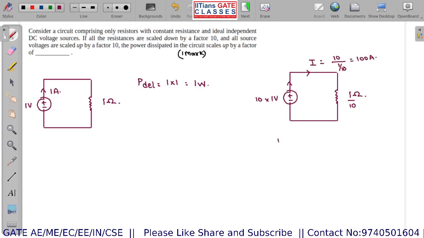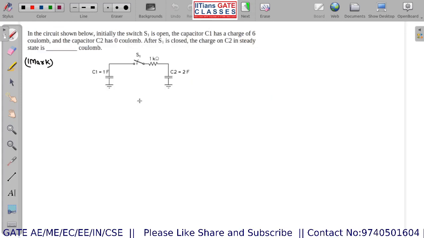Now how much is the power delivered? Power delivered is V into I, so 10 into 100, that is 1000 watt. So the power dissipation in the circuit scales up by how much factor? You can see previously it was 1 watt, now it is 1000 watt, so it scales up by a factor of 1000. So 1000 is the correct answer to this question. So this question is also very good.